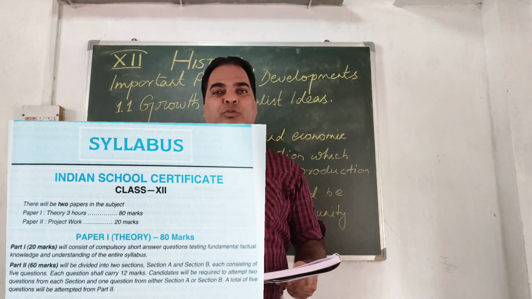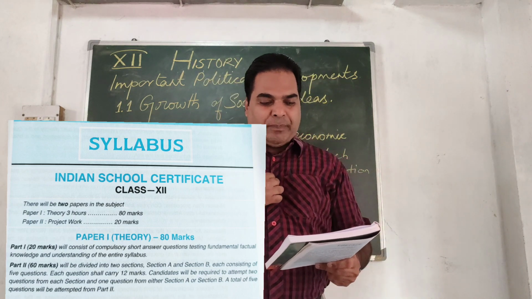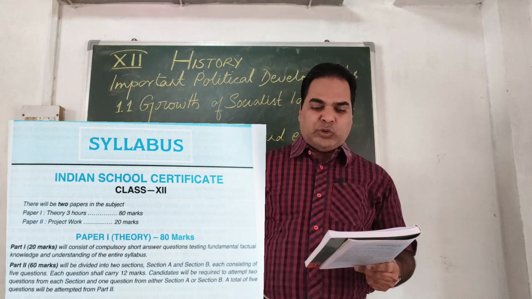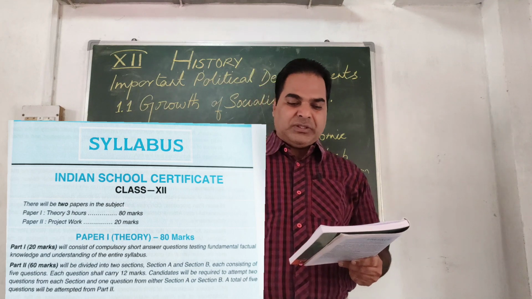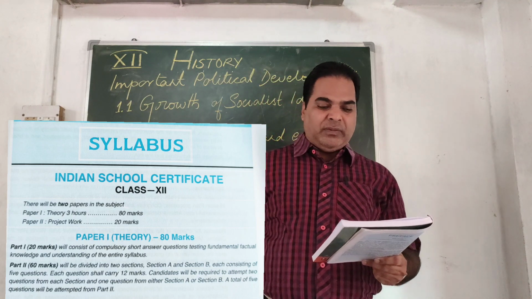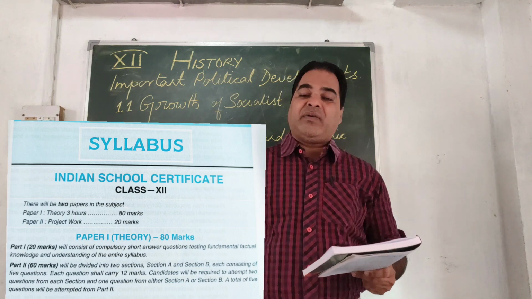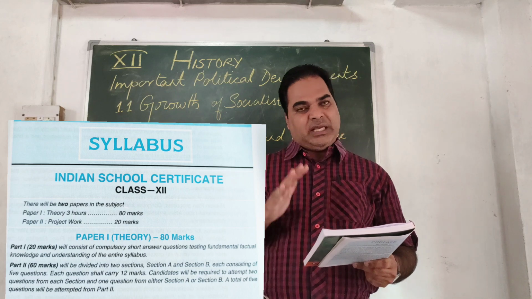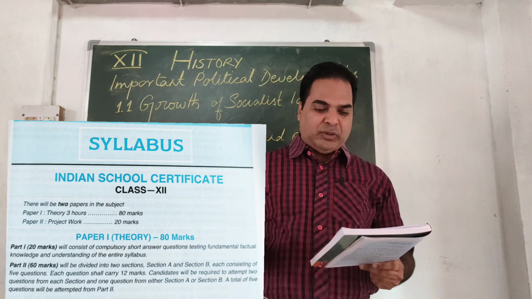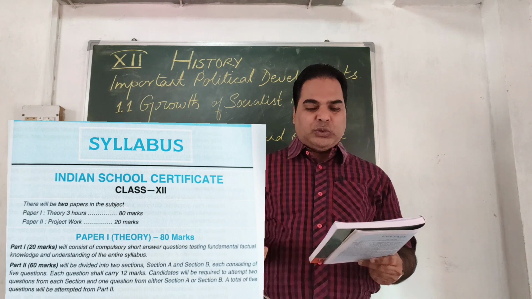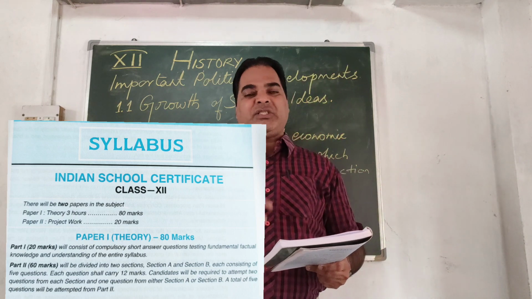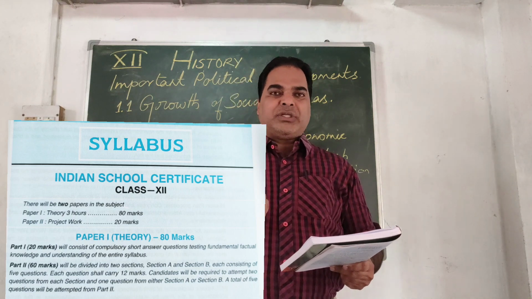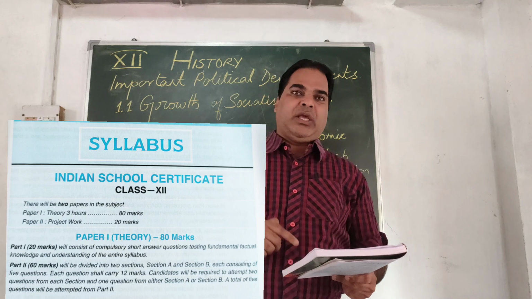The paper is divided into two parts, part 1 and part 2. Part 1 is 20 marks, in which you will be asked compulsory short answer questions, and part 2 will be for 60 marks, which again will be divided into section A and section B. Section A has 5 questions, and section B has 5 questions, and the students are required to attempt 2 questions from section A and 2 questions from section B, and 1 question from any one of the sections, section A or section B.